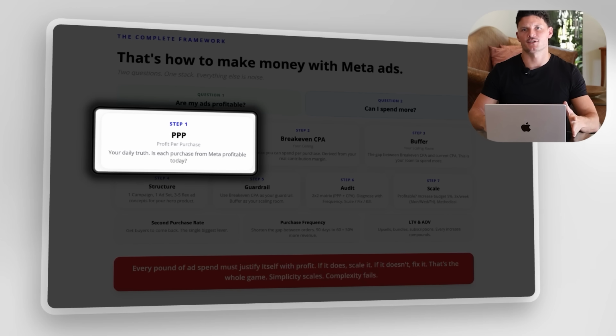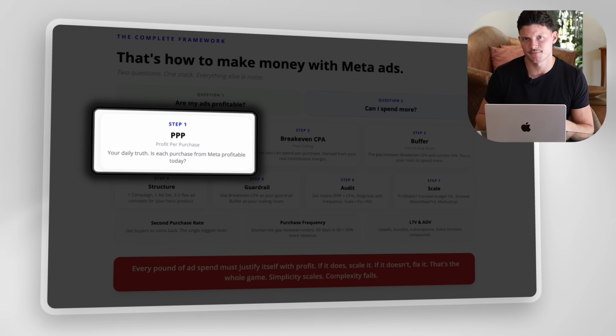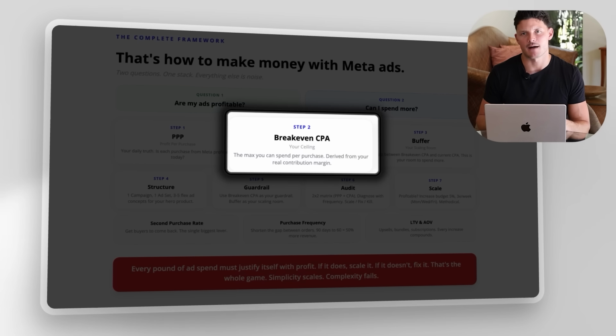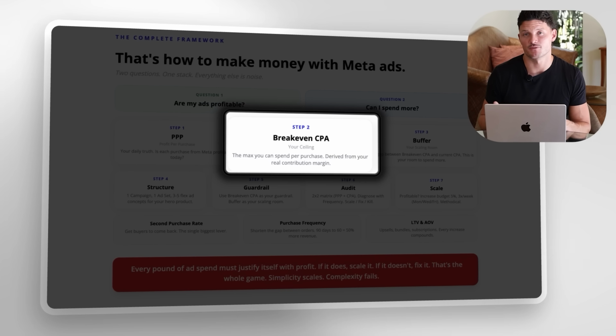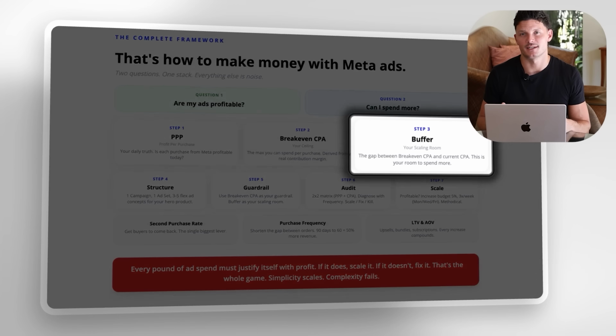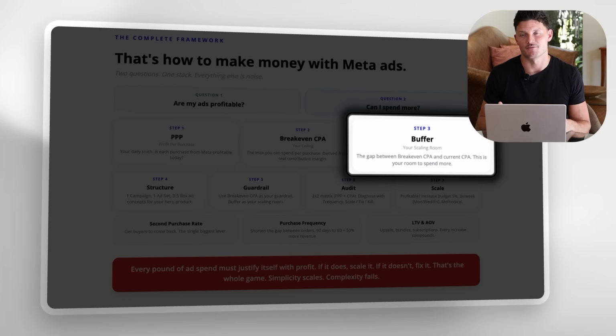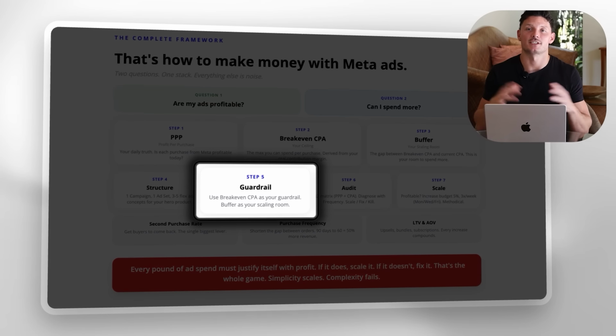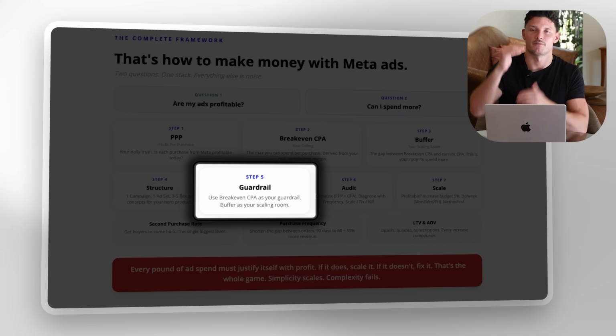So your profit per purchase tells you whether your ads are profitable today. This is the daily truth. Your break-even CPA decides how much you can spend and still be profitable, and this is derived from your contribution margin. The buffer is the gap between your current CPA and your break-even CPA. This is your real scaling room. And then your guardrails are just in place, so you've got more room for profitability.